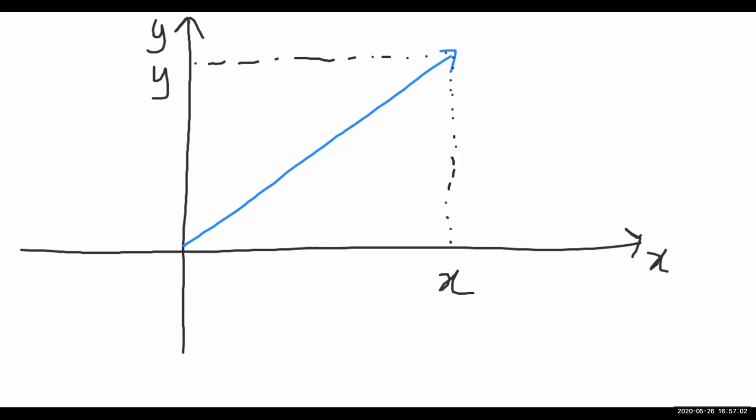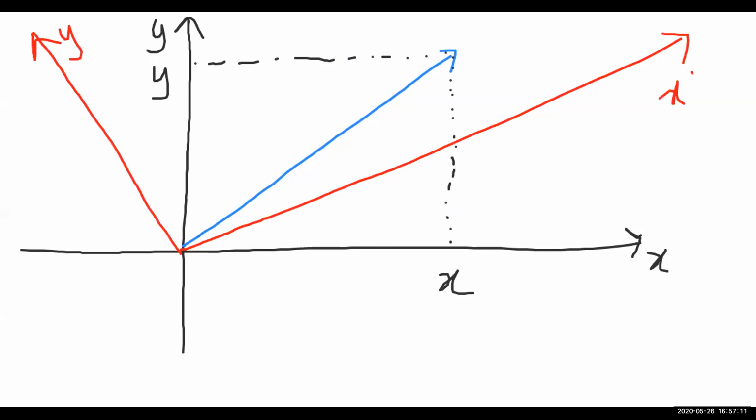Now what I do is I take another axis. Let's call this x dash and y dash, such that this angle is equal to theta. And obviously now for the blue line, the components would change. So let's call this x dash, let's call this y dash.